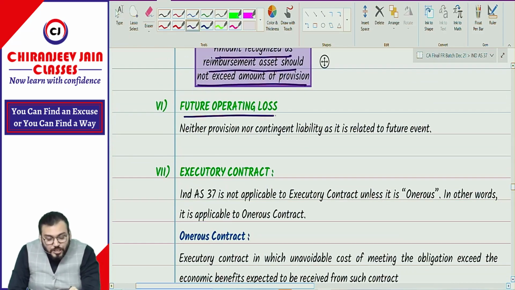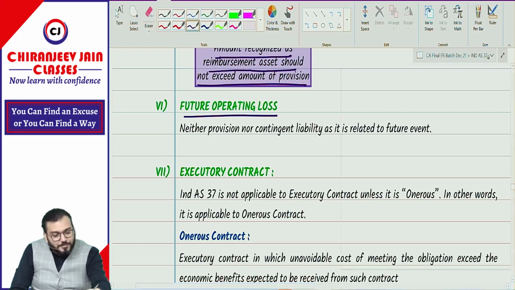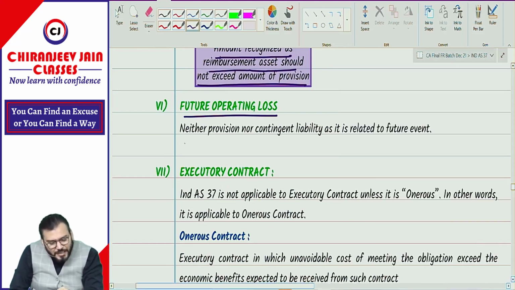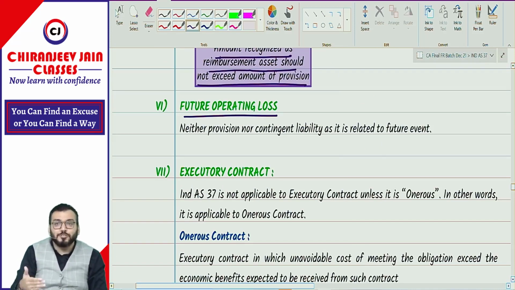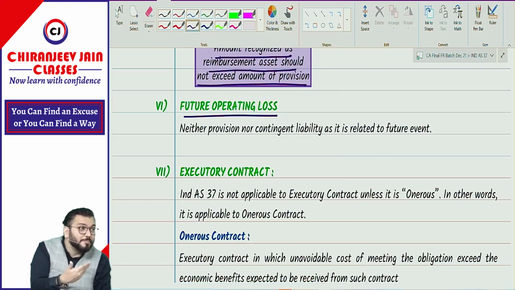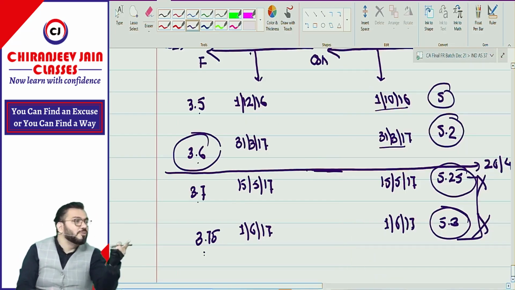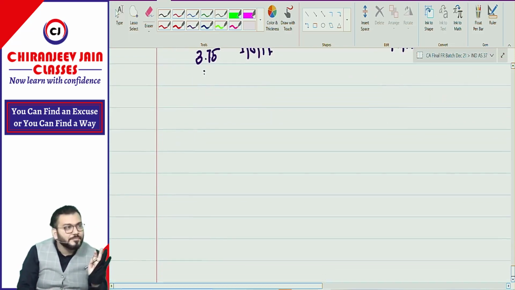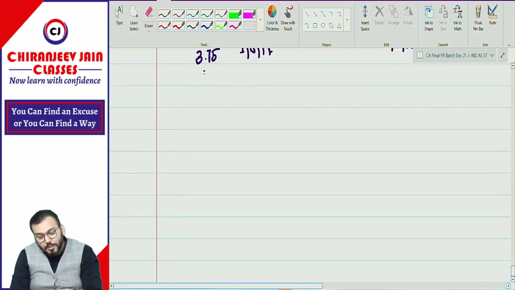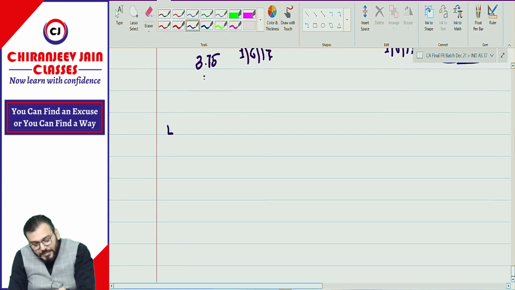Next point is future operating loss. Let me take one example. I can explain also without taking an example, and you will be able to understand, but I am taking an example so that you can relate the concept practically. So, future operating loss. Let me take an example. You will tell me what the answer will be. Are we ready? Future operating loss example.